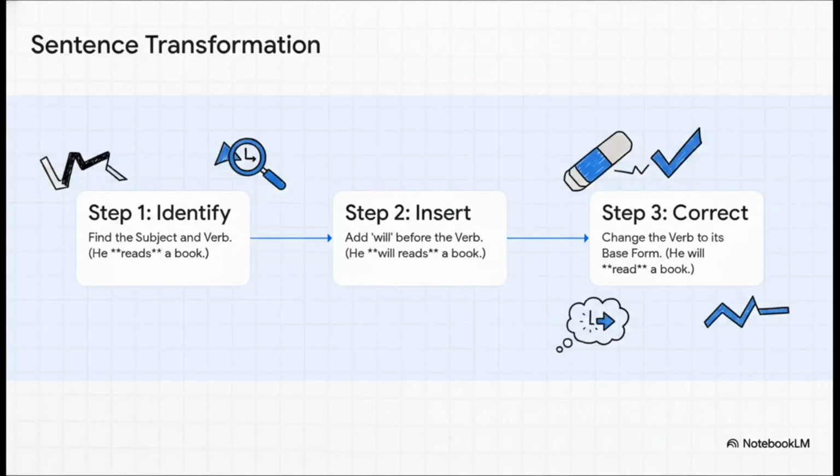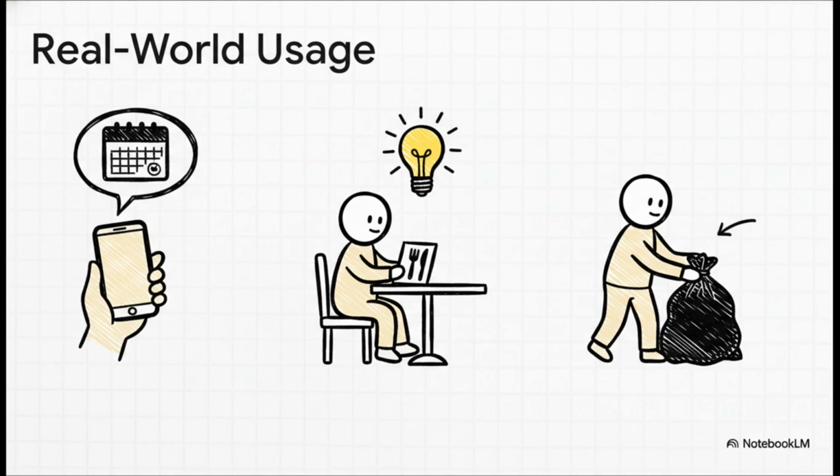And what if a test asks you to transform a sentence, say from present to future? It's a simple 3-step process. Step 1, find the subject and verb. Step 2, just pop will right in front of that verb. And step 3, and please don't forget this, it's the most important part, make sure that verb is in its basic original form.